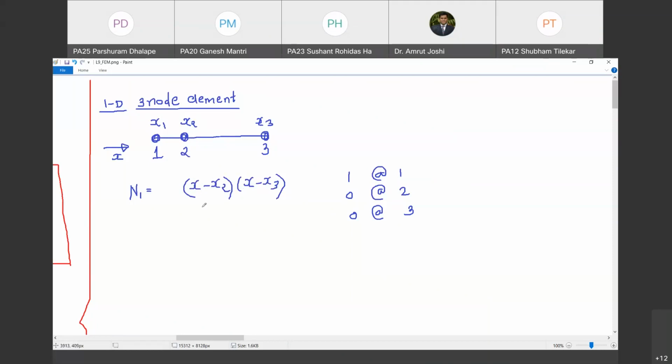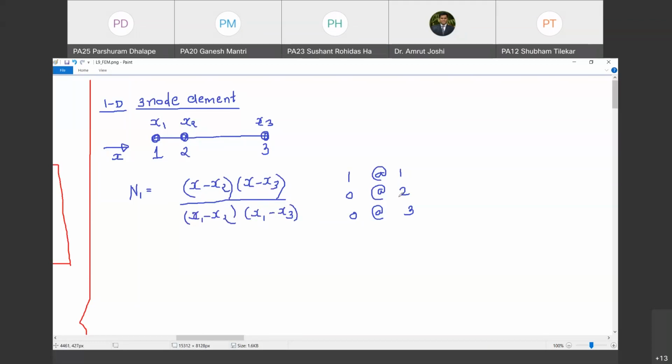Okay. Now, what is the value of this function at node number 1? It will be x1 minus x2 into x1 minus x3. But at node number 1, what do I want? I want this function to become equal to 1. So can I write it as x1 minus x2 multiplied by x1 minus x3. This will ensure that at node number 1, this function will become 1. Happy?